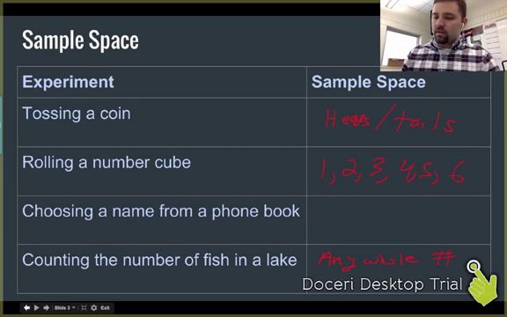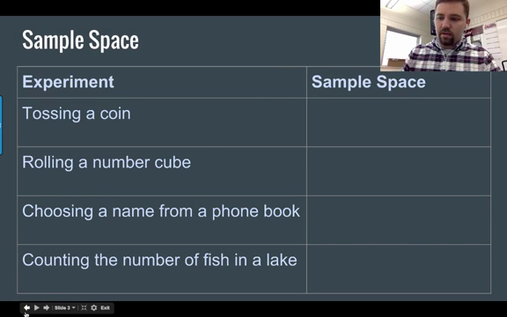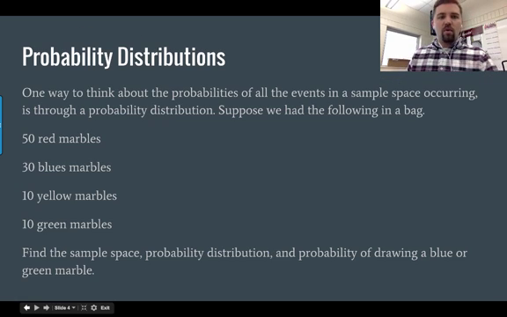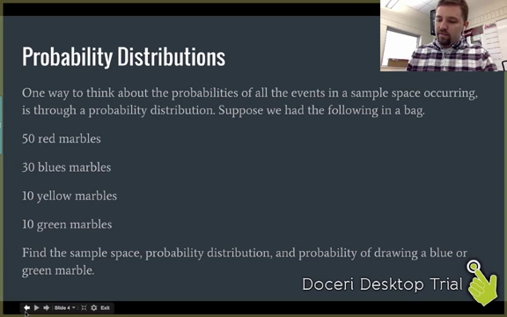Okay, so let's look at doing an actual example here where we actually have to find a probability and see if we can figure that out. So one way to think about the probabilities of all the events in a space occurring is through a probability distribution, and probability distributions are helpful because they help us lay out what the probability of all the stuff happening is. Okay, so in this example, suppose we've got 100 marbles in a bag. We've got 50 red, 30 blue, 10 yellow, 10 green. So we have 100 total. All right, and we want to look at the probability distribution.